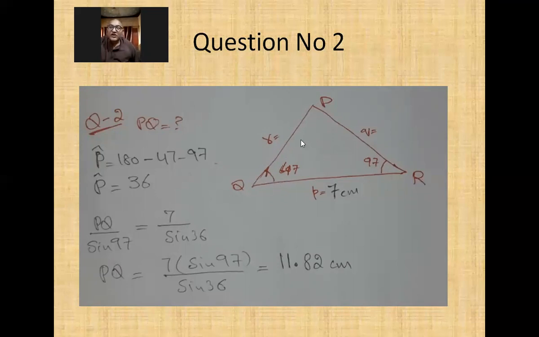The PQ is opposite to the R, so I will name it as small r. So the PQ divided by sine 97 equals 7 divided by sine 36. So the PQ will be equal to 7 multiply sine 97 divided by sine 36. In your calculator, you can write 7 multiply sine 97 equals, divided by sine 36 equals, and that will give you a value of 11.82 centimeter. So the length of the PQ will be 11.82 centimeters.